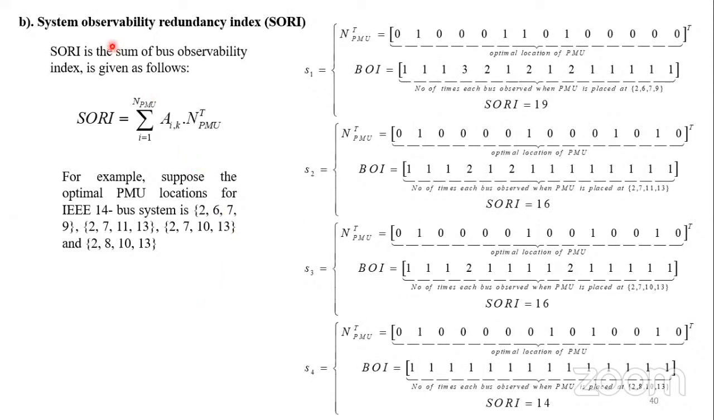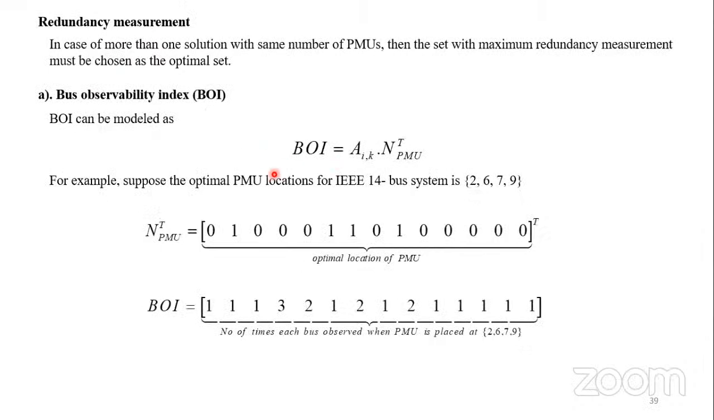Now let's talk about the system observability redundancy index. I think this is clear to you: BOI is equal to A times NPMU. This shows the optimal location of PMU. This is a solution; after using your technique, you will obtain this solution, and after multiplying with your binary connectivity matrix, you can obtain this vector, this equation, right?